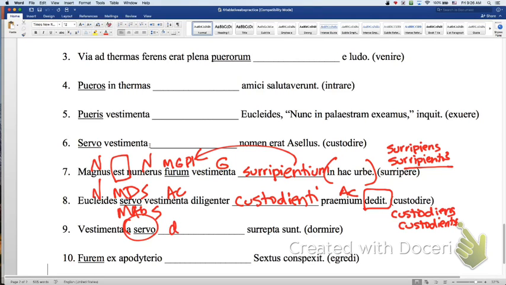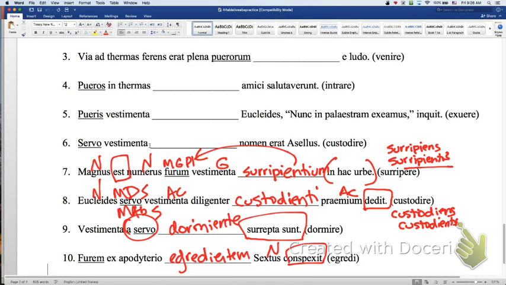Okay, and just for the sake of time here, it's going to be dormiente. So the clothes have been snatched from the sleeping slave, right? And this last one would be egredientem. Sextus caught sight of the thief leaving from the changing room.